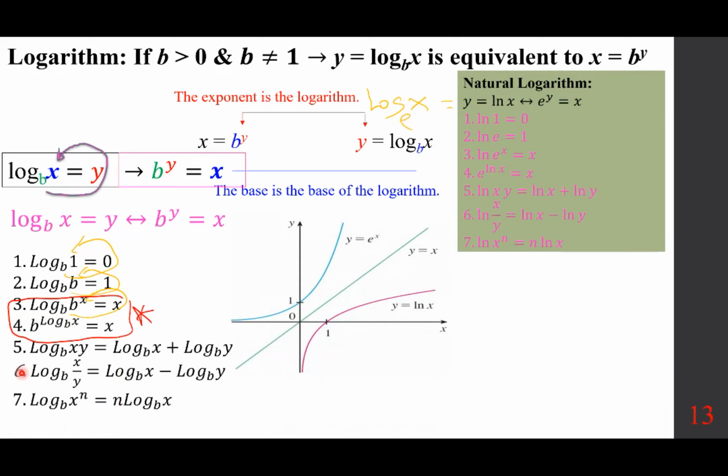So if you look at the 7 properties, ln 1 is 0, ln e is 1. Take a look at this one because the base and the argument must be the same. Ln of e to the power of x is x, e to the power of ln x is x, ln xy is ln x plus ln y, ln of x over y is ln x minus ln y, ln of x to the power of n is n ln x.